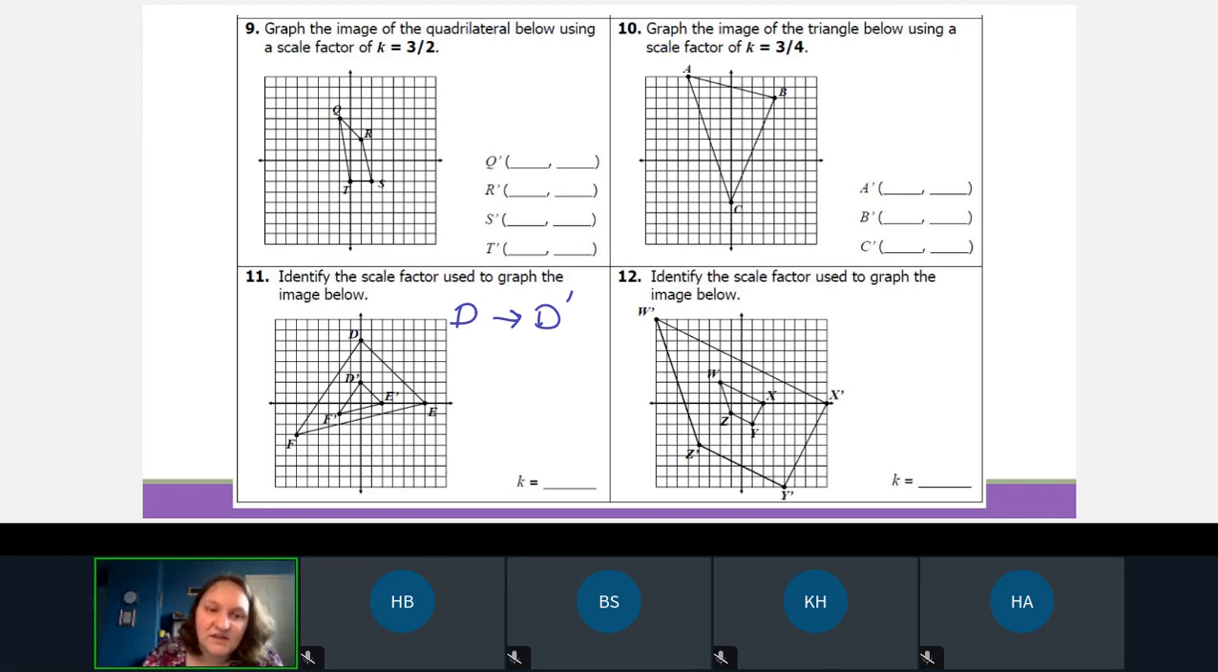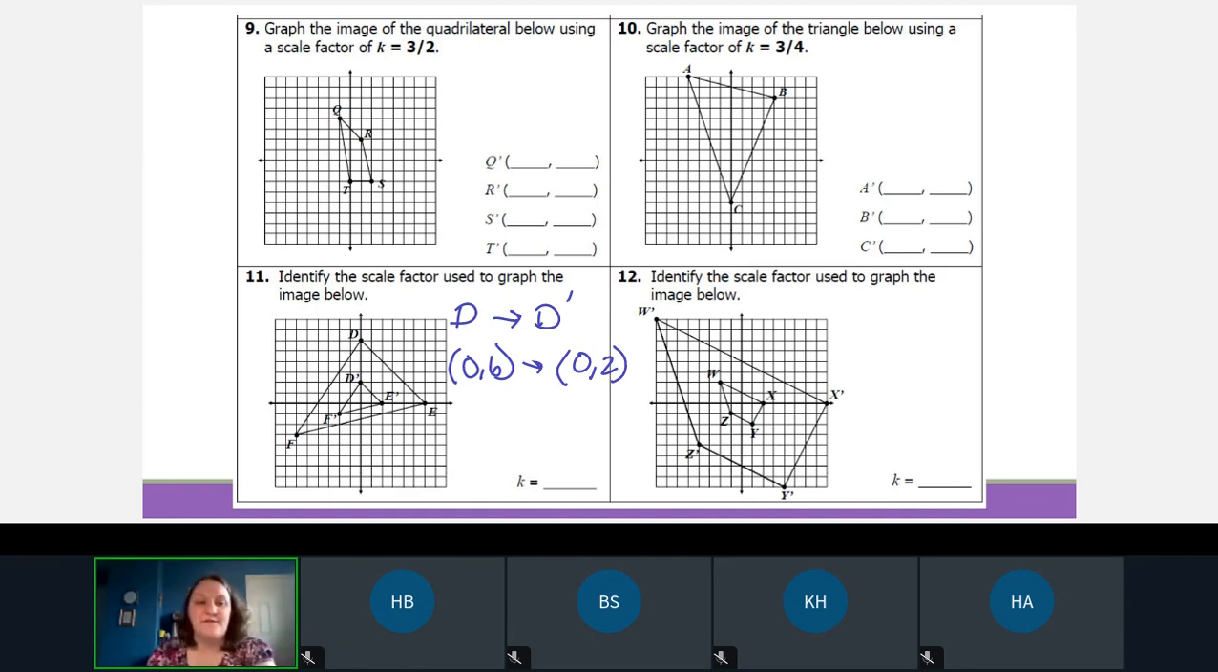Find the coordinate of each one. Find the coordinate of your pre-image. So in this picture, D is at 0, 6. And then find the coordinate of the image. Where did D go to? Well, D went to D prime. D prime is at the point 0, 2.